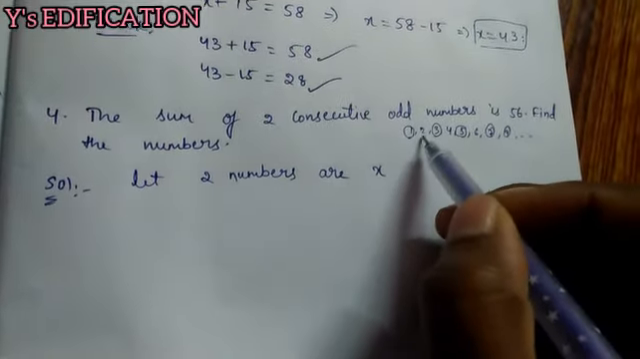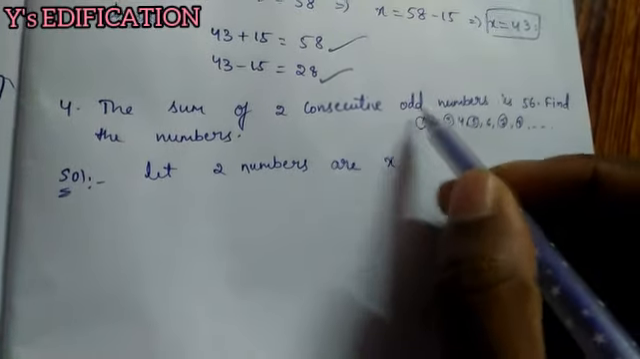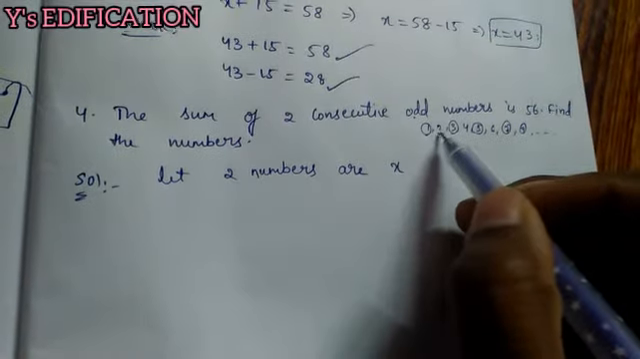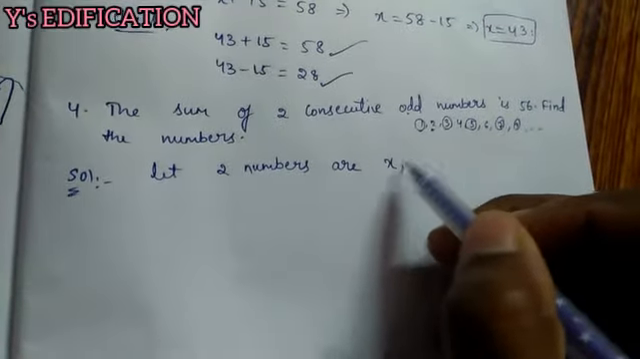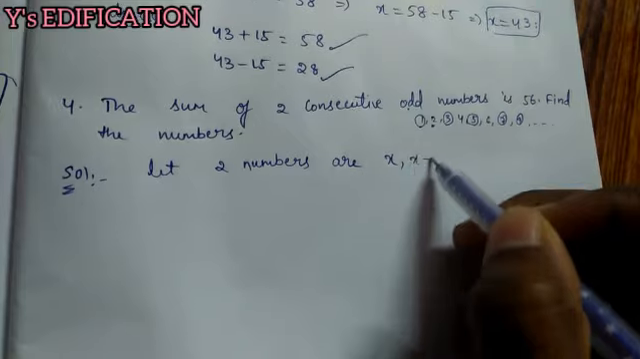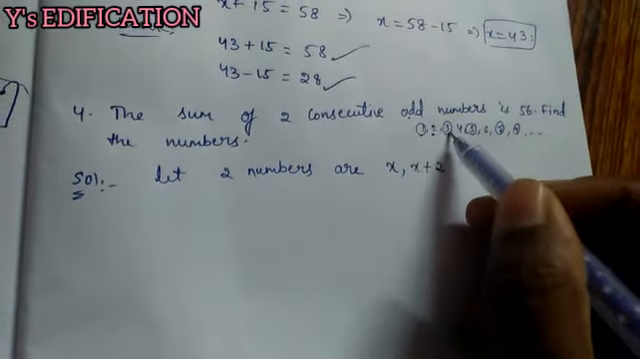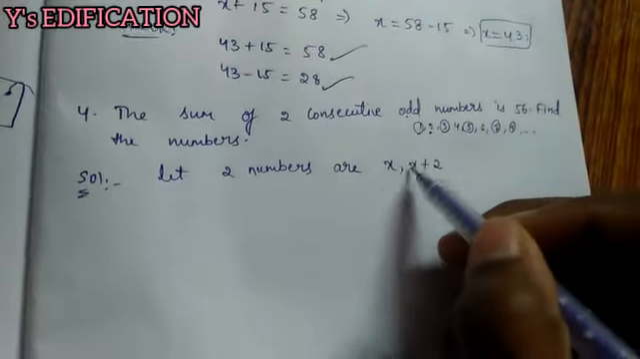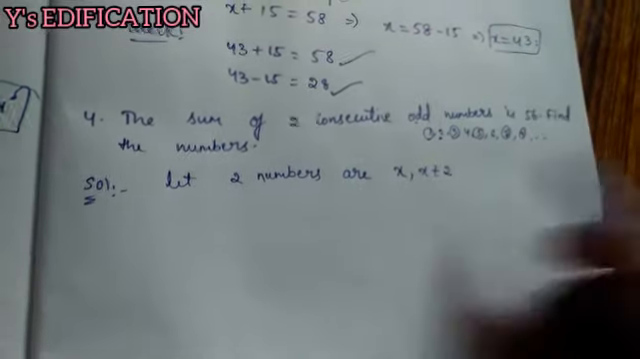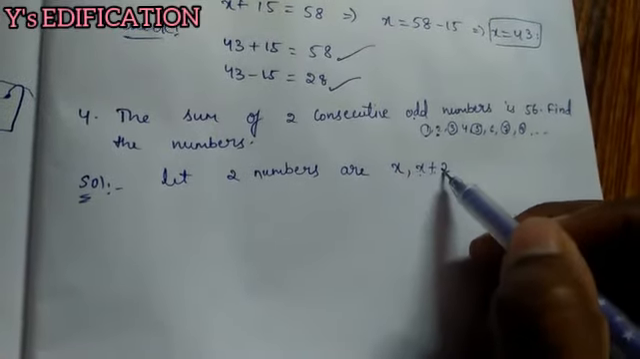So that means we are leaving a number in between, right? We want only odd numbers. That means we are leaving a number. So x will be my first number and x plus 2 will be my second number. That means 1, 1 plus 2 is 3. Got it? So x plus 2 will be my second number.